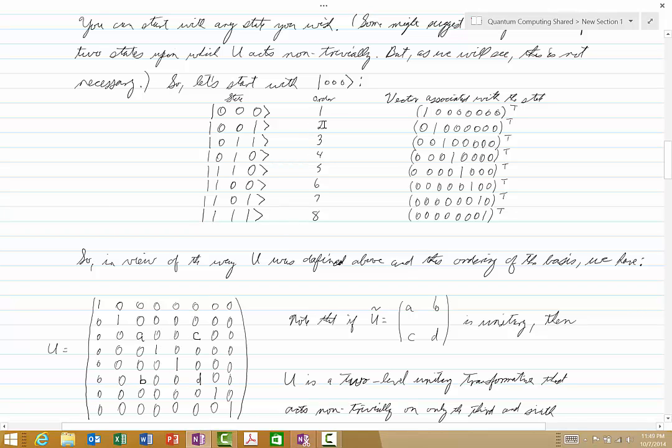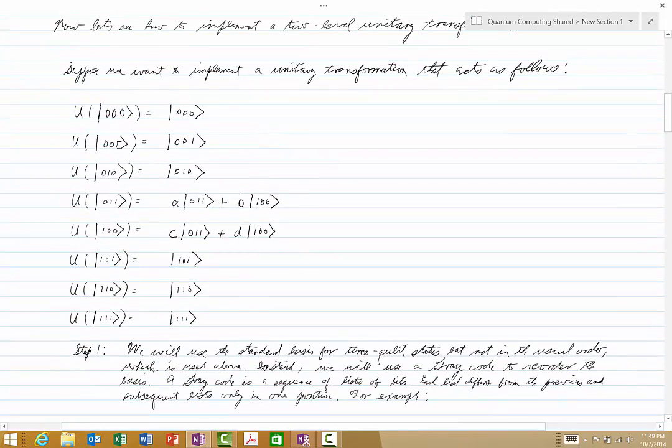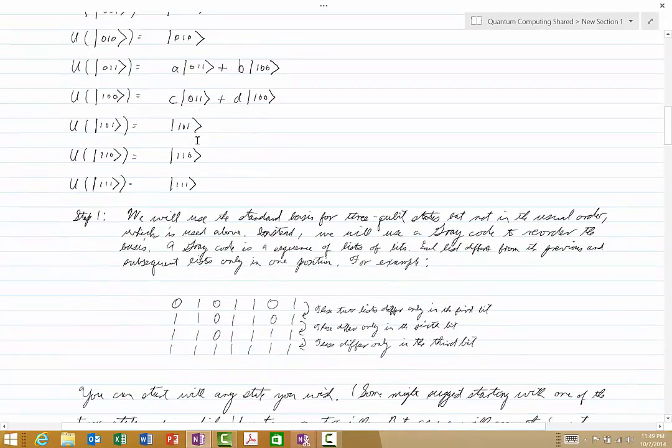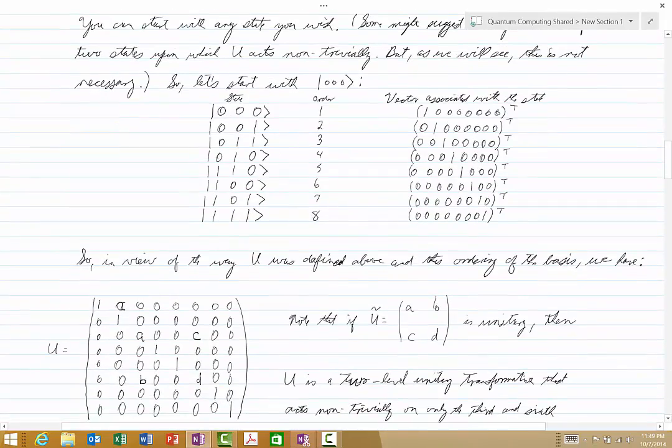Now the second vector is 0 0 1. And we come back up here, 0 0 1 gets mapped to 0 0 1. So that means that in the second column we have a 1 in the second row.